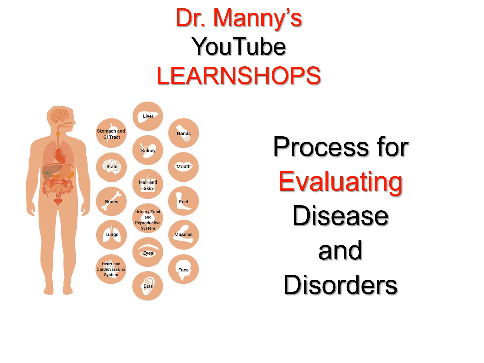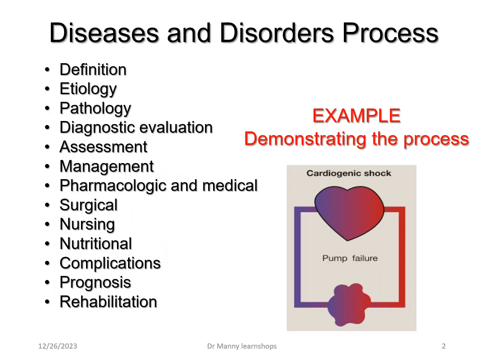So this presentation, although short, will just review the process for evaluating disease and disorders. First of all, this is the list that we should follow. And this is just an example, and I've chosen cardiogenic shock as a consequence of now the disease and the process that will follow. So there should always be a definition.